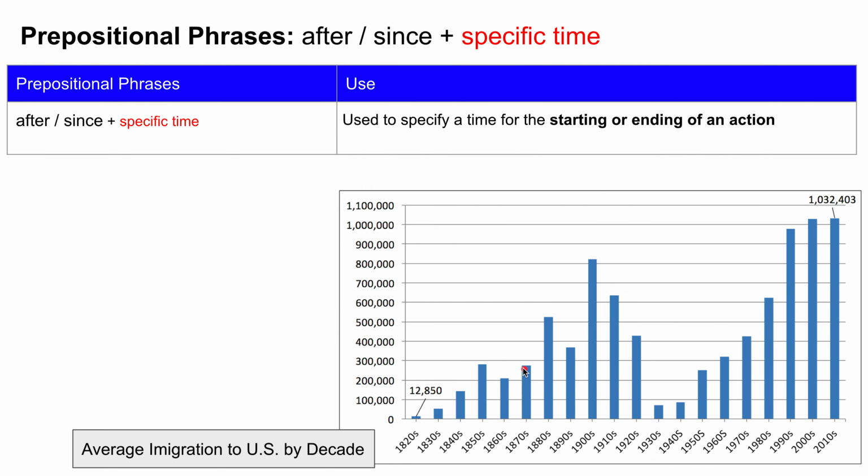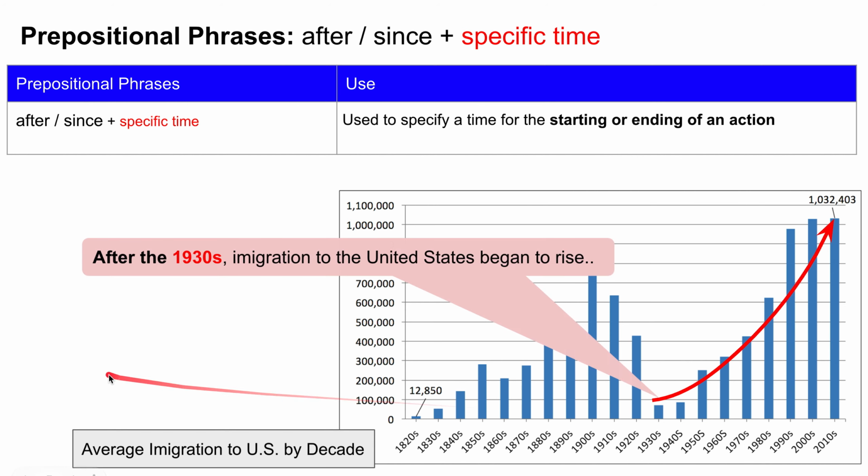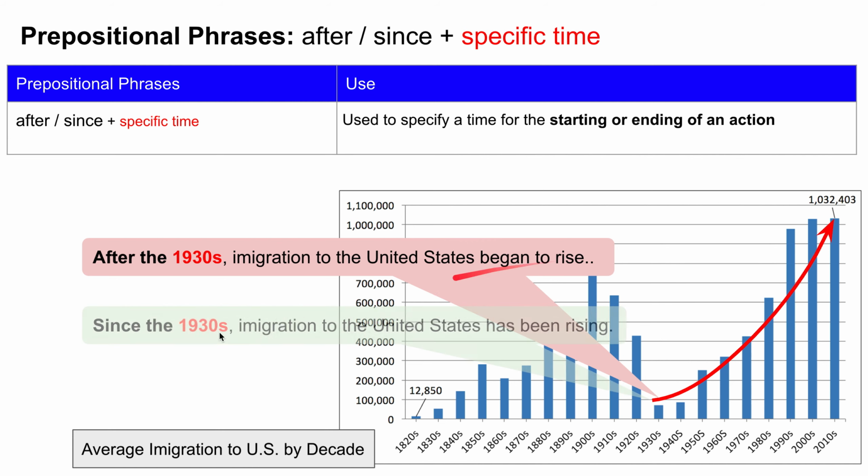All right, the next one is after and since plus a specific time. These are used to specify a time for the starting or ending of an action. So we're going to start right here, looking at the 1930s. After the 1930s, immigration to the United States began to rise. Here we're looking at the start of an action. We also have: since the 1930s, immigration to the United States has been rising.